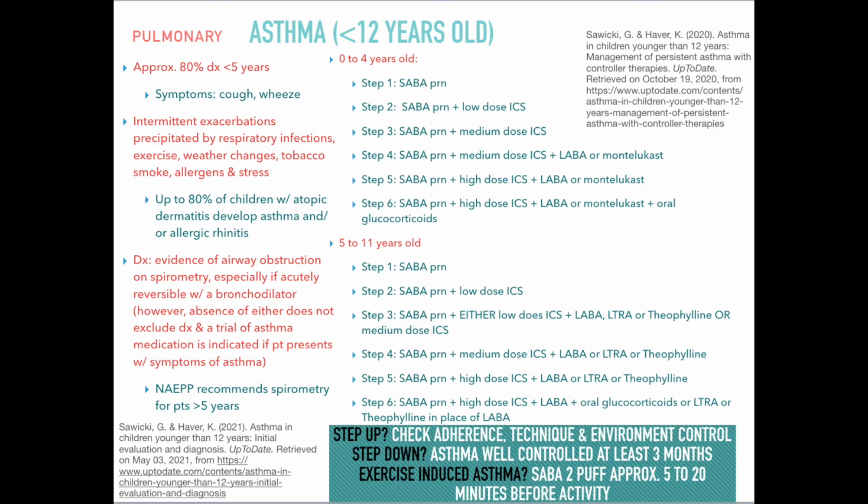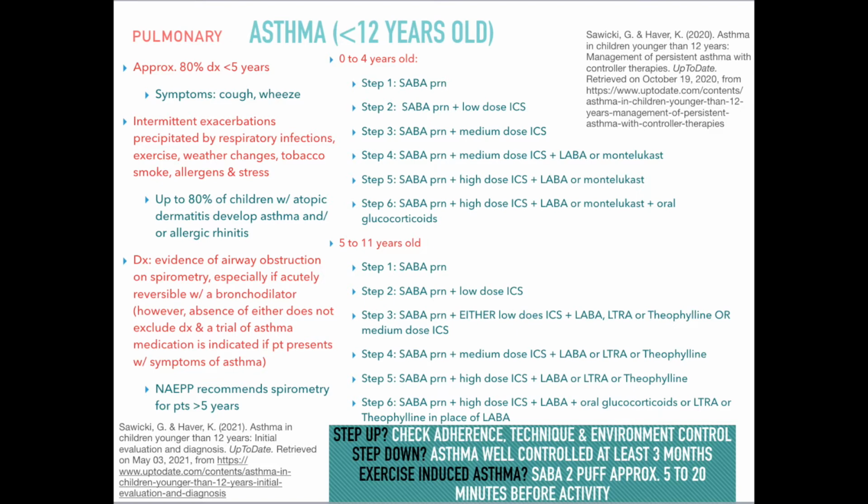Diagnosis is made by evidence of an airway obstruction. We can see that on spirometry, especially if it's acutely reversible after use of a bronchodilator. However, in this population, absence of either does not exclude diagnosis, and a trial of asthma medication is totally indicated if the patients present with symptoms suggestive of asthma. Spirometry is recommended by the National Asthma Education and Prevention Program for patients 5 years and older. However, for the population younger than 5 years, they might not be able to do spirometry, and we still need to trial them on the medication.